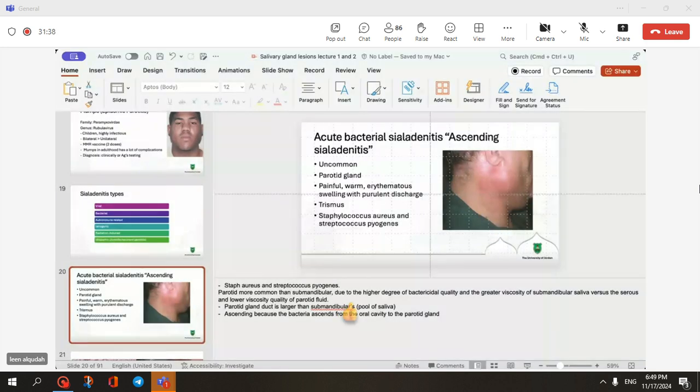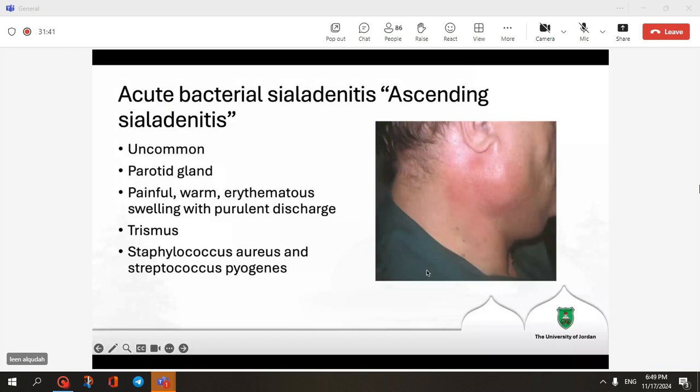Okay. Going back to why the parotid is more common than the submandibular. Some people believe that there is a higher degree of bactericidal quality. The submandibular gland has mixed serous and mucous secretion, so the mucus blocks the bacteria from having as much effect as in the parotid. The parotid is purely serous, which is why it's more likely to get acute bacterial sialadenitis than the submandibular gland. And of course, the parotid gland duct is larger than the submandibular in terms of size, which is what we see in the oral cavity.